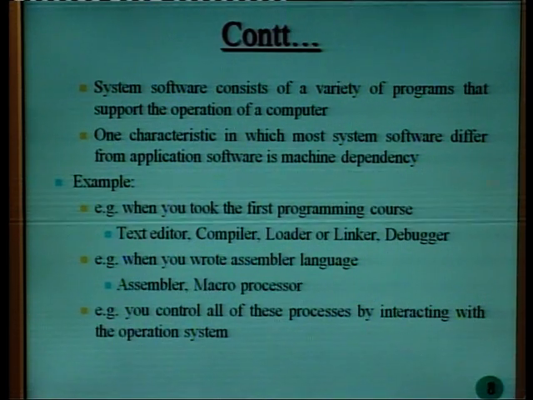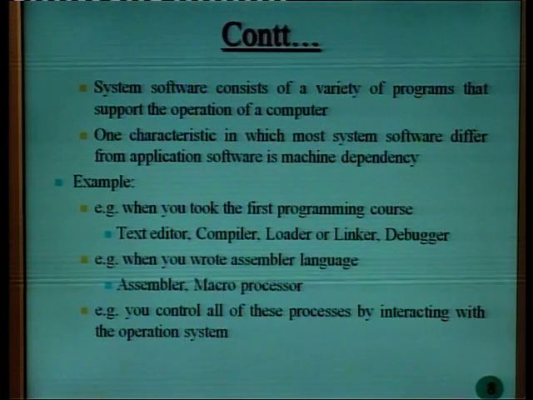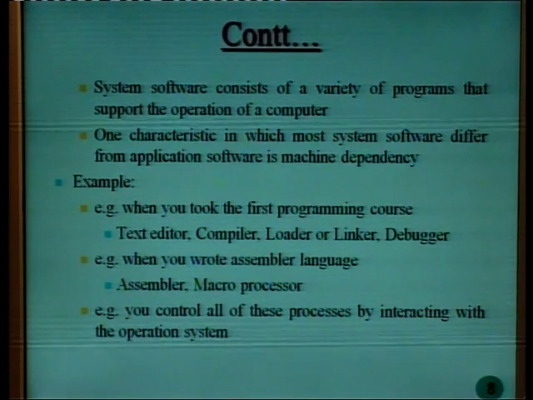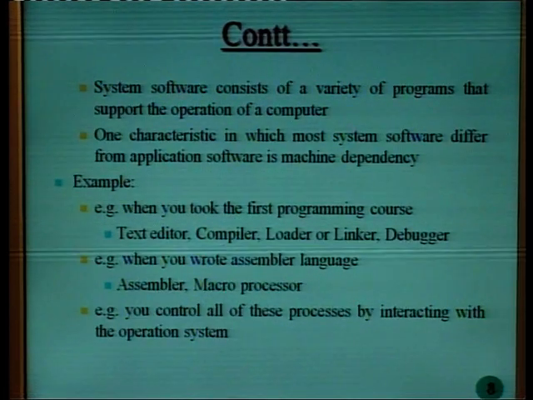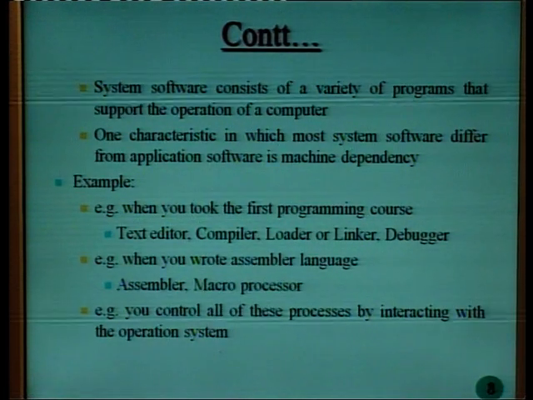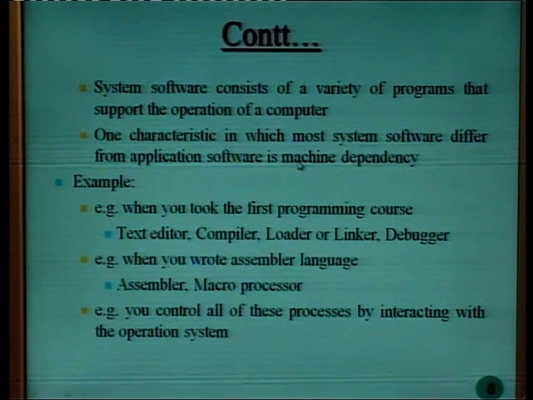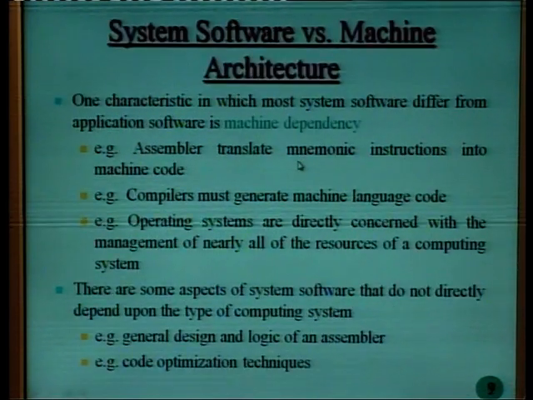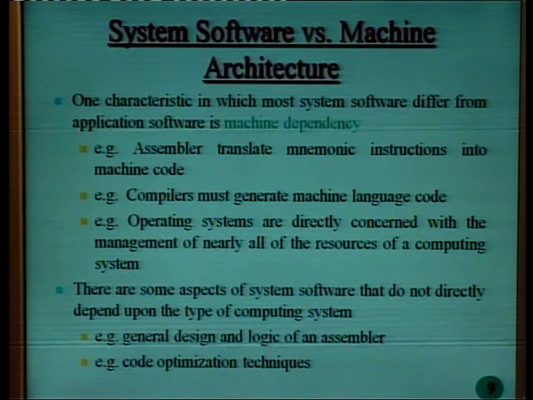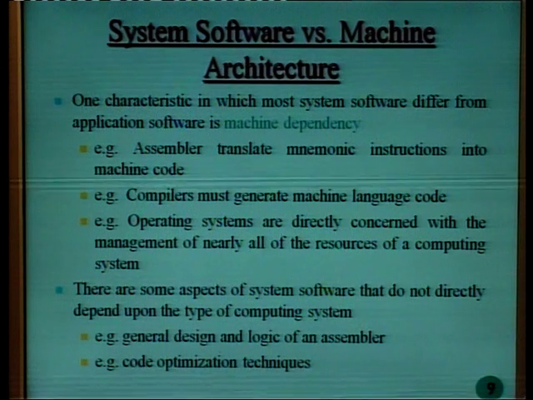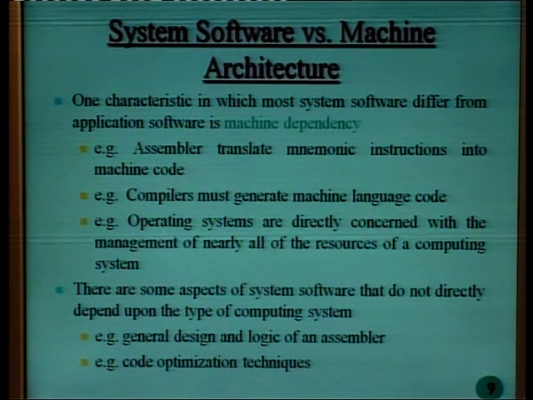When we write in assembly language, for that we have an assembler, microprocessor, and you control all of these processes by interacting with the operating system. That is, the overall functionality of the computer system is controlled by the operating system. So, system software versus machine architecture. One characteristic in which most system software differs from application software is machine dependency.